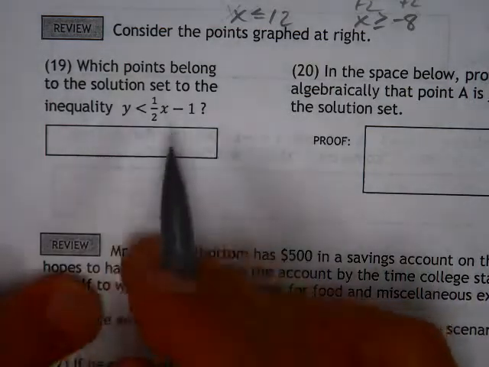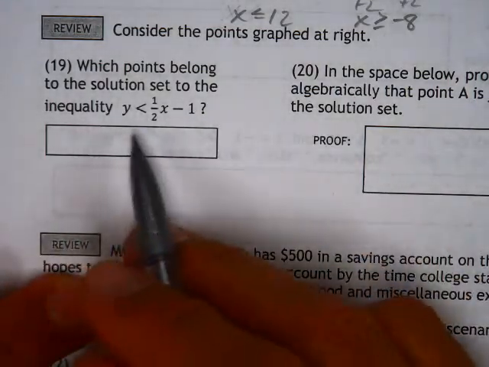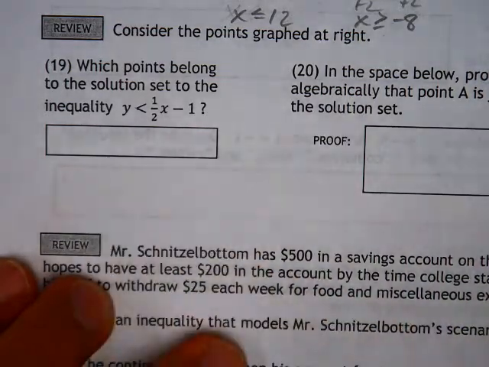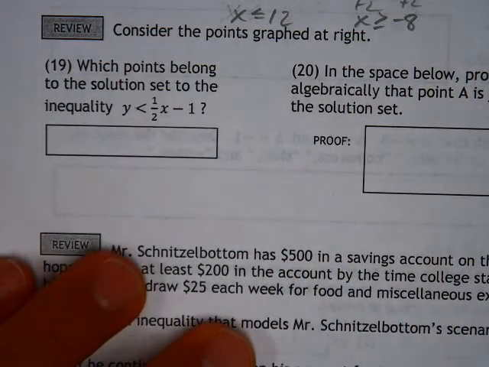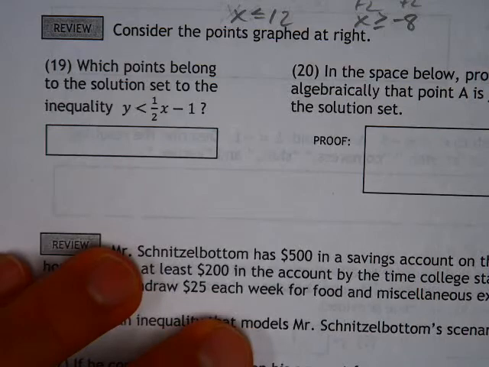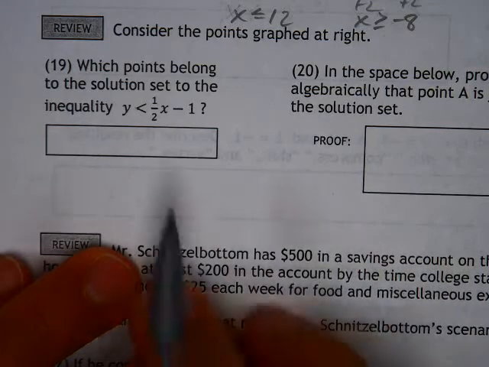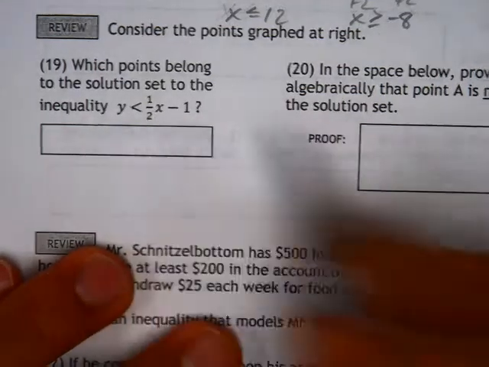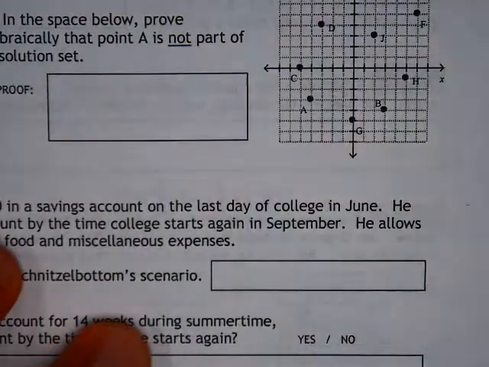There's a couple ways of approaching this. Which points belong to the solution of this inequality? Well, you can go ahead and plug a whole bunch of points in, but that would be just a pain in the neck. So I would suggest graphing this. You've got your y-intercept and your slope, easily identified over here.